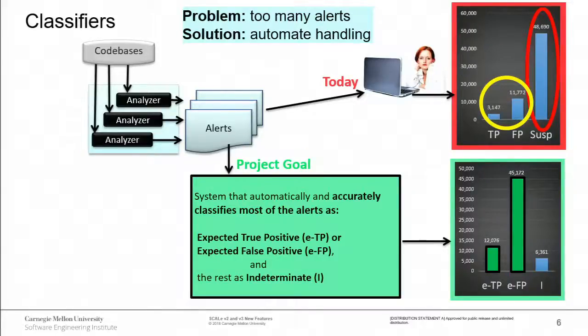There might be severe security flaws, which there were static analysis alerts for, but they were never manually examined. So the goal of our research on classifiers is to develop a system that automatically and accurately classifies most of the alerts as expected true positive, expected false positive, and the rest as indeterminate, where the number of indeterminate alerts is very small, and there's enough organizational effort to be able to manually audit those.